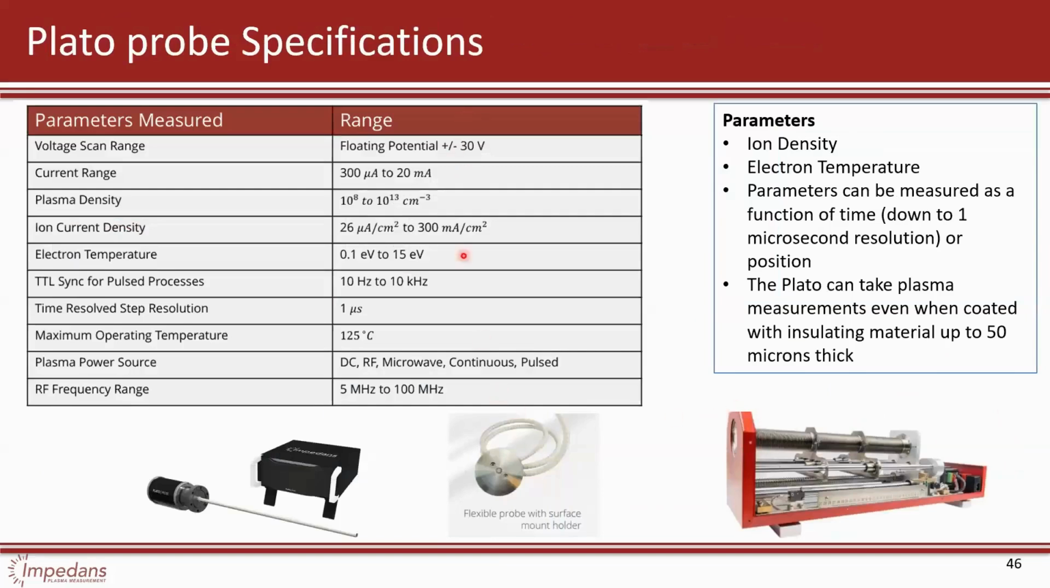I can go through the specs, but in general, we can measure a very wide range of plasma densities. It's actually wider than this. It just depends on what tip area you have and the electronics. Very wide current ranges. For the deposition tolerant probe, it's plus or minus 30 volt scan range, but with the Langmuir probe, it's plus or minus 150 eV. We can also provide linear drives for moving across a tool.